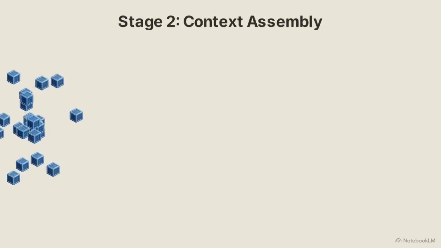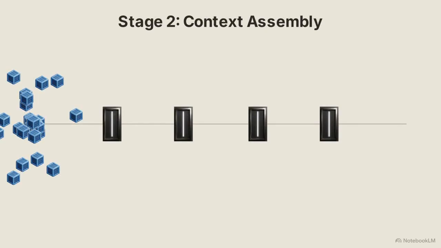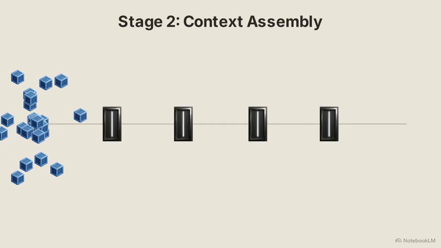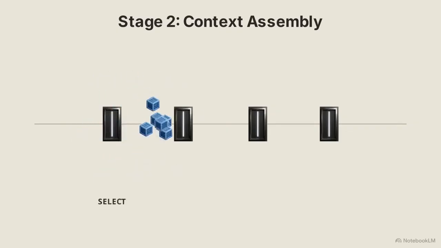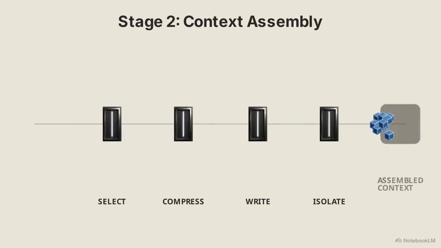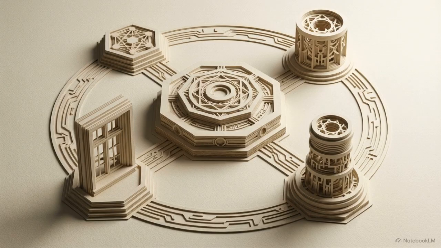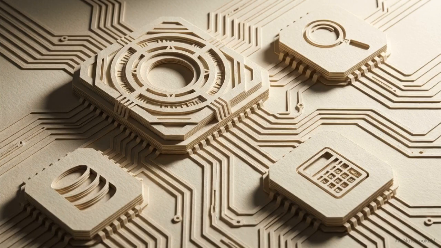This flowchart shows Stage 2, context assembly. A large volume of unstructured data passes sequentially through 4 distinct filtering gates: select, compress, write, and isolate, outputting a single, highly condensed block of context. Stage 3 is the agent loop. The language model executes that assembled context, invokes necessary external tools, and loops until it produces a final response.